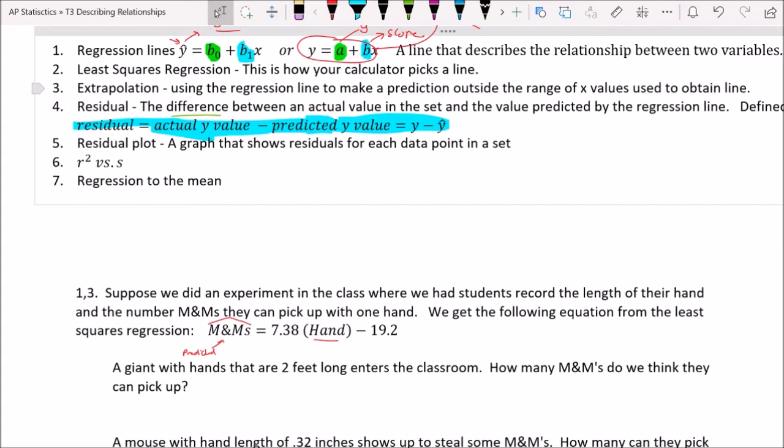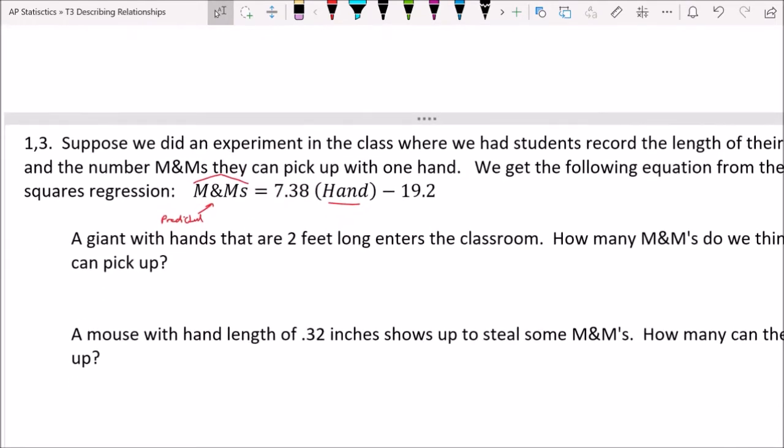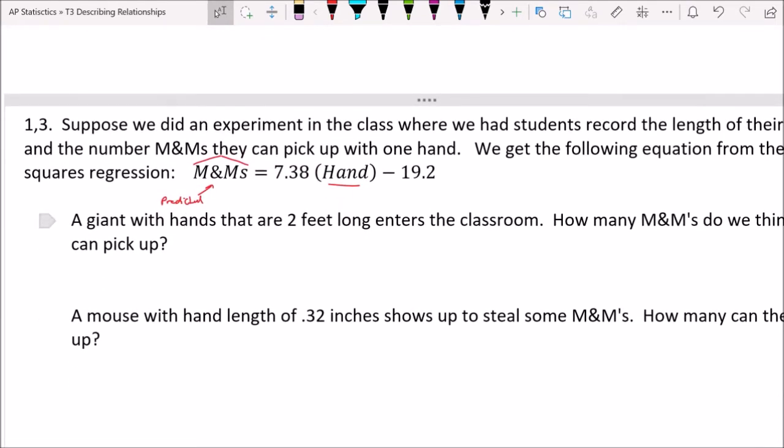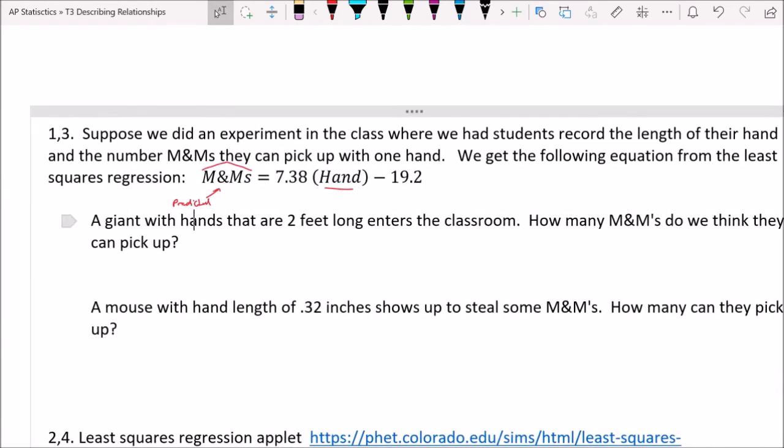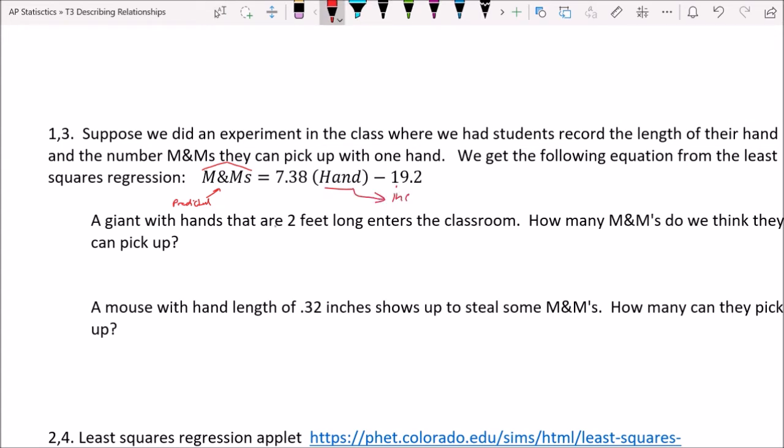That sounds super fancy, so let's look at the examples below to make it make sense in a real context. Let's say that a giant whose hands are 2 feet long enters the classroom somehow. Probably has to stoop down to get in. How many M&Ms do we think that person can pick up? One thing it didn't say about this, this was meant to be in inches, by the way.